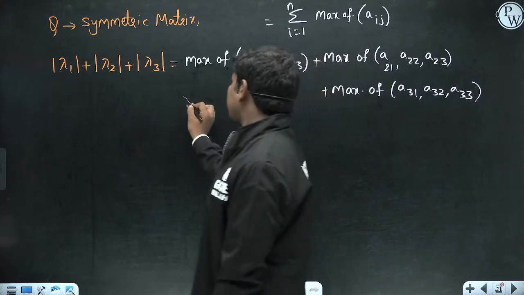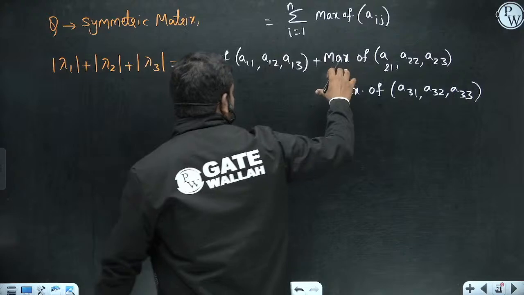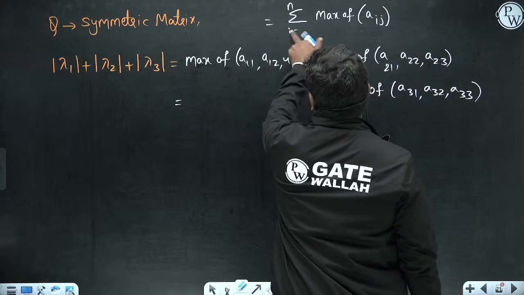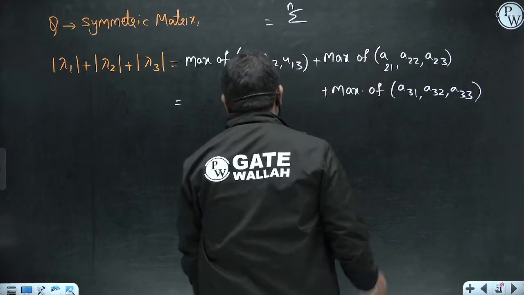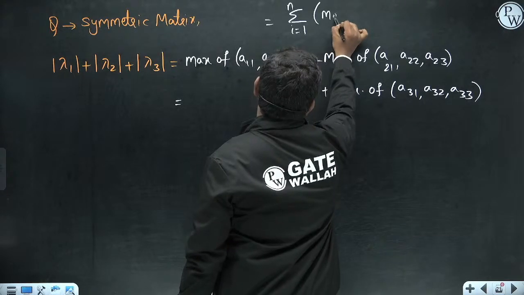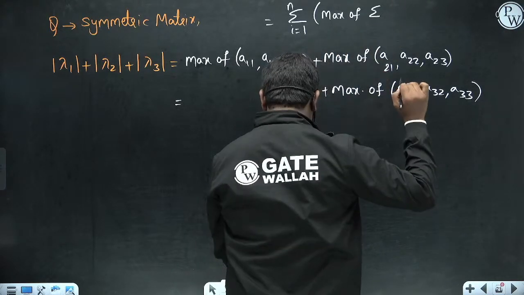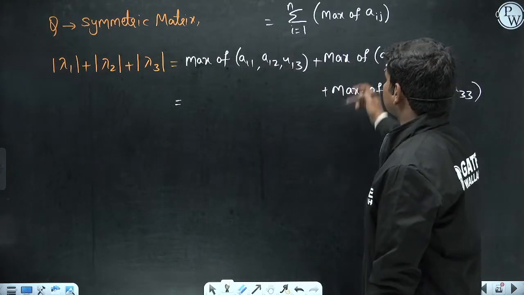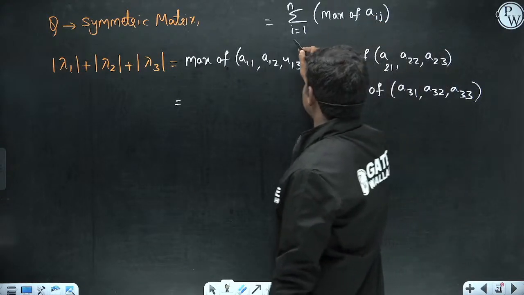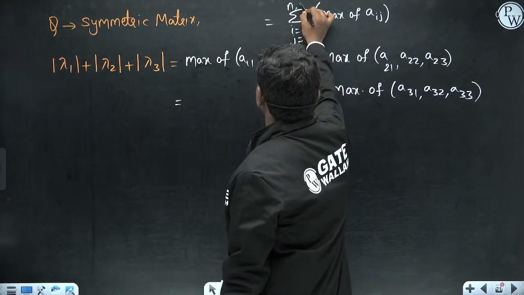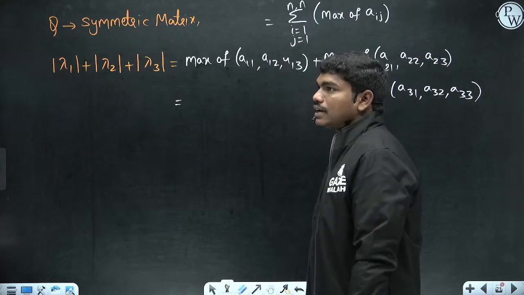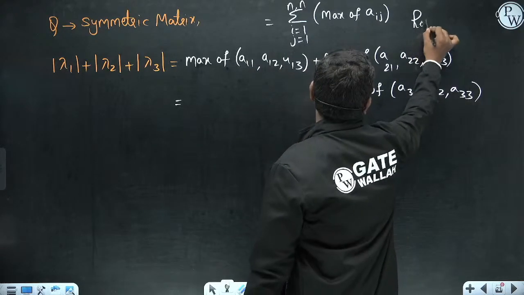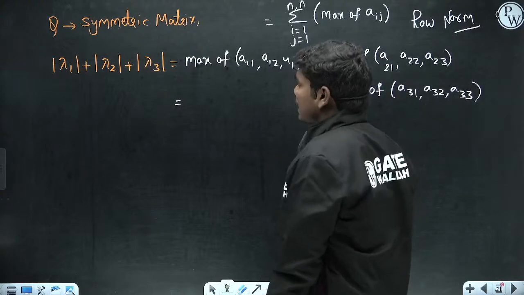So now, the maximum of the first row plus the maximum of the second row and the maximum of the third row, where j is equal to 1 to n. So we write this as sigma i is equal to 1 to n of max over j of |a_ij|. Here j is also from 1 to n. I haven't seen this in JEE Advanced, but normally this is called the row sum norm, the row norm of the matrix, and this happens only for a symmetric matrix.